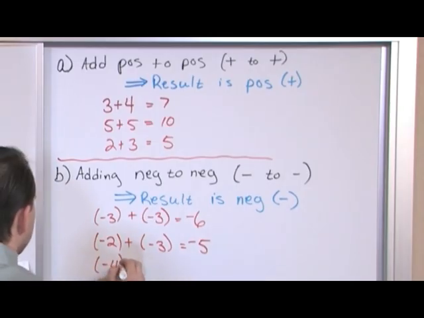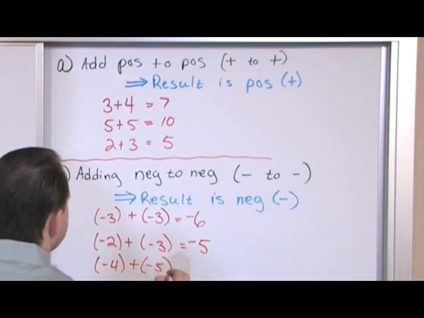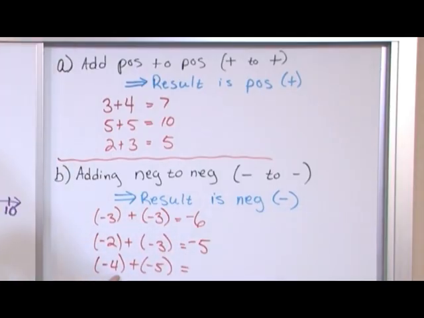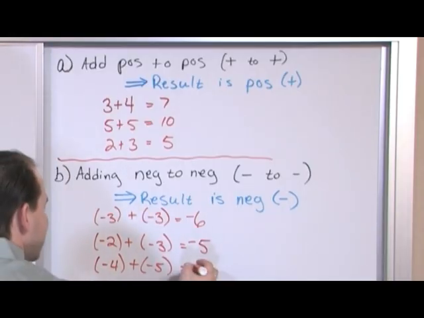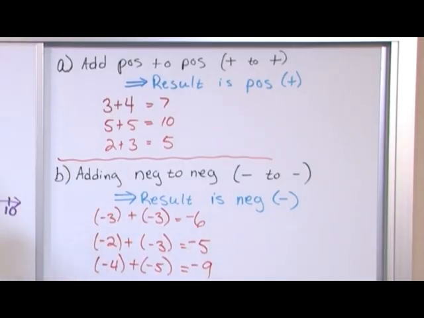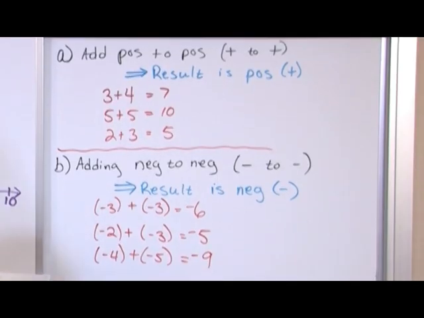So negative 4 plus negative 5 is equal to, adding the absolute values together, 4 plus 5 gives me 9, but I can't put positive 9. It's got to be negative 9 because I already owed somebody 4 tires, and then I borrowed 5 more tires, so I owe 9 tires altogether. That's what the negative sign means.